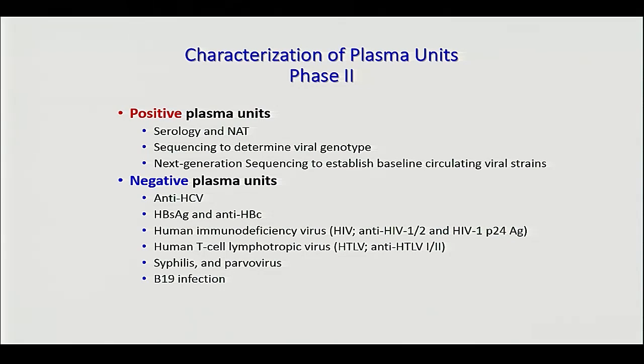We also plan to use the diagnostic assays that are most commonly used in those resource-poor settings, just some of the major assays that are being used there. And for those that are NAT positive, we want to use the next-generation sequencing approach. Yuri will talk about this tomorrow, to generate a database of the sequences of locally circulating viral strains. And I've listed here that the negative plasma units have to be tested for all these markers.